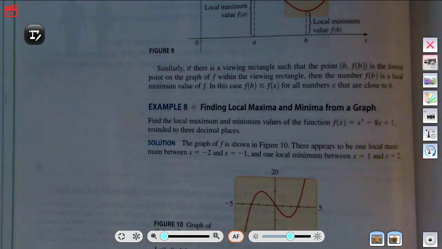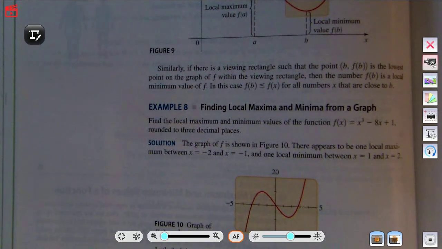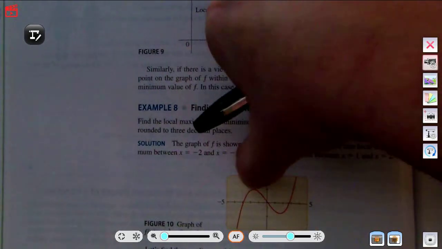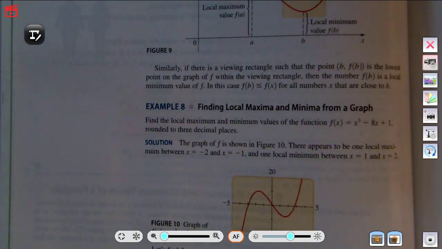So again, increasing, we're going up. Decreasing, the values are going down. We usually ask where does that happen? When we talk about where, we're talking about x values. When we are talking about what is the value of a function or what is the maximum value, we have a maximum value of about, I'd say, 10-ish.